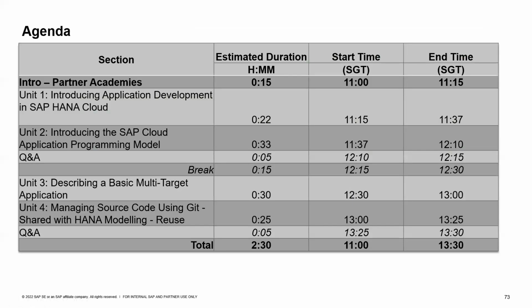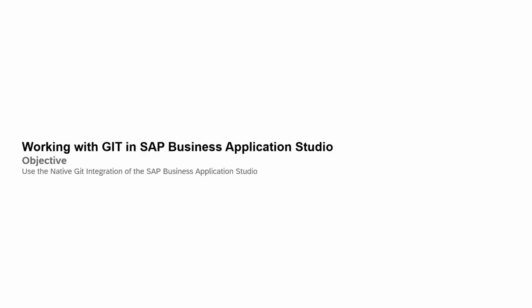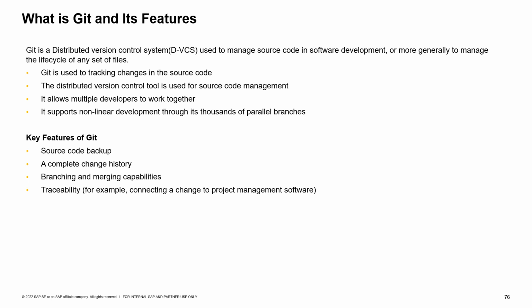Okay, now we'll move to the last unit for today, which is managing source code using Git. So let us first understand what Git is. Git is a tool used for source code management. It is a free and open source version control system used to handle small to very large projects efficiently. Git is used to track changes in the source code, enabling multiple developers to work together on nonlinear development. It supports nonlinear development through its thousands of parallel branches.